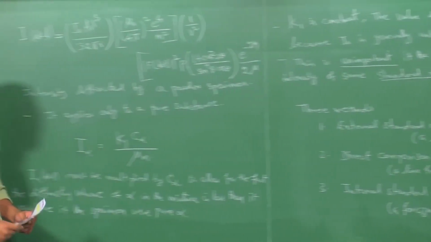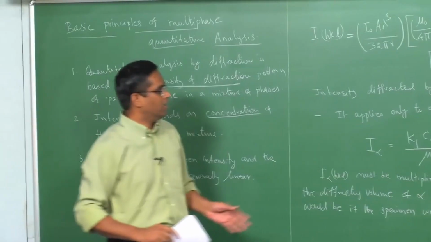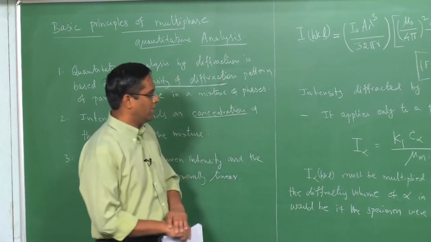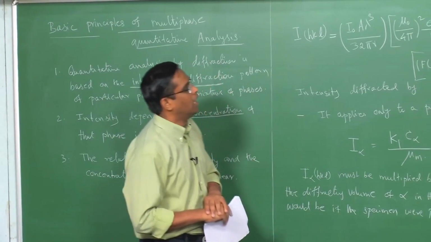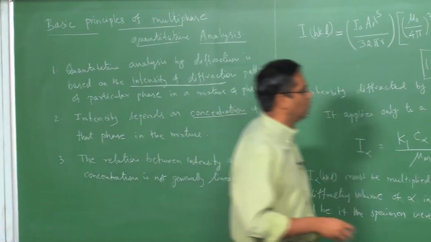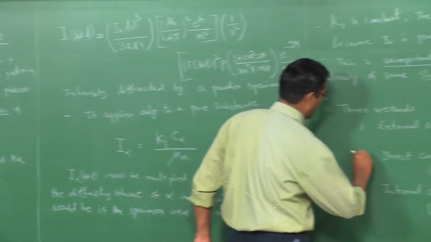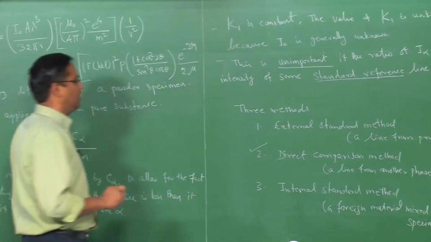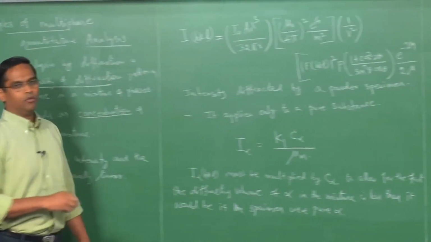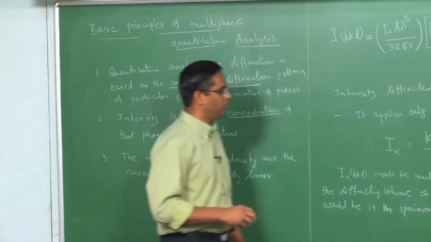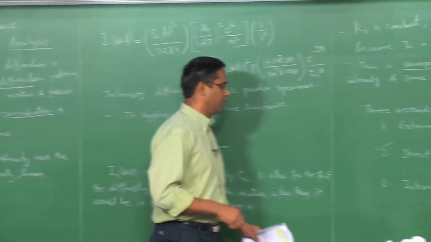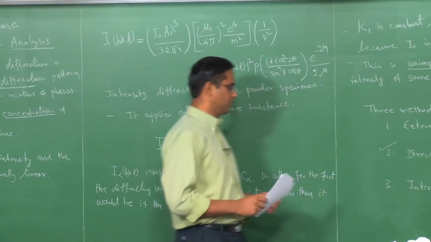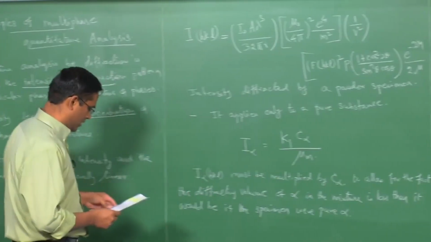So, there are three methods by which you can do the phase identification in X-ray diffraction using this concept, and we will just look at one of the important and very frequently used methods to find out the phase fraction and identification, that is called the direct comparison method. We will take it up and then look at it.